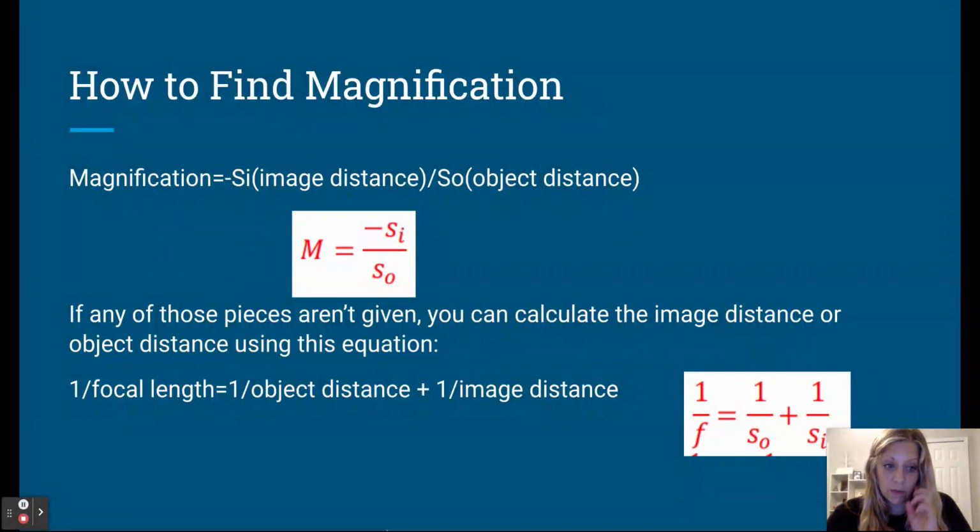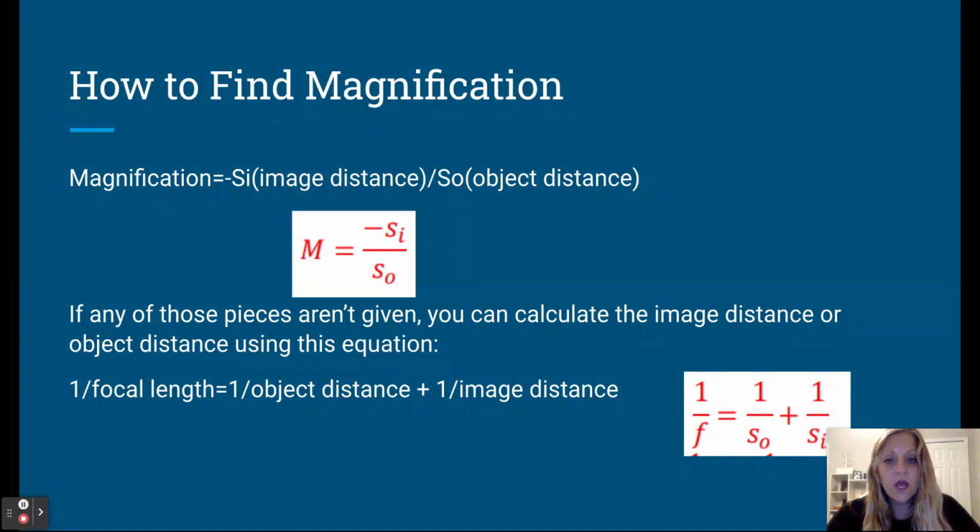In order to do that, we're going to use two different equations. To find the magnification itself, we need to know the distance of the image from the mirror, and also the distance of the object from the mirror. The image distance is represented with SI, and the magnification equation is negative SI, so negative the image distance, divided by the object distance, SO.